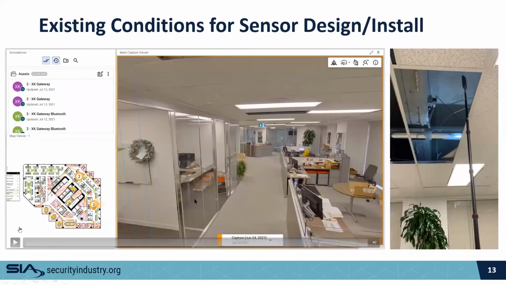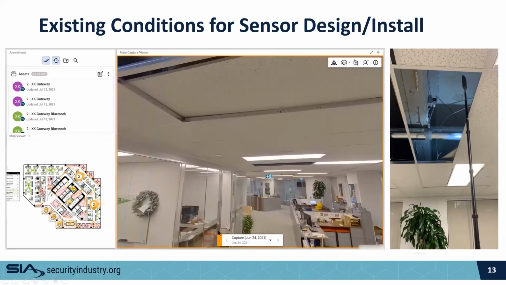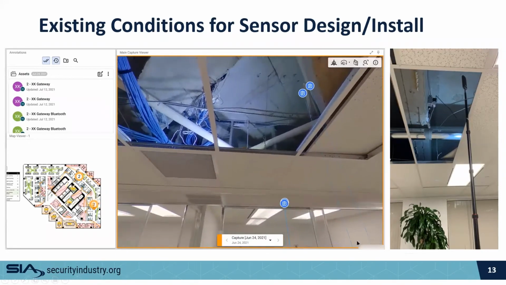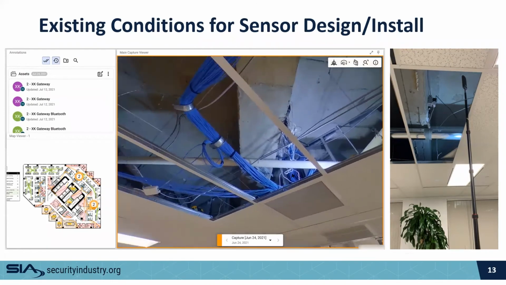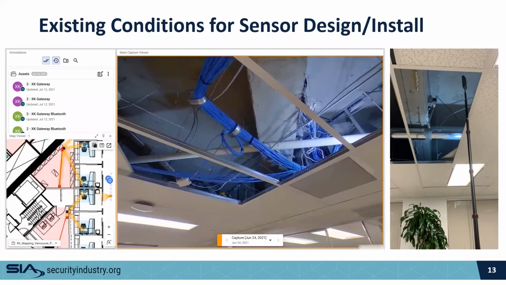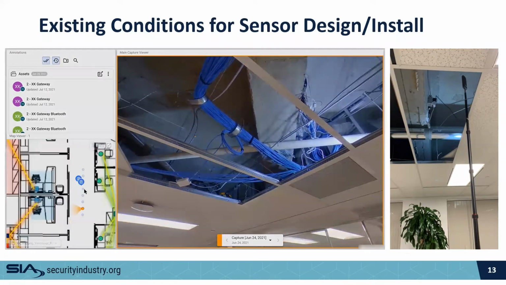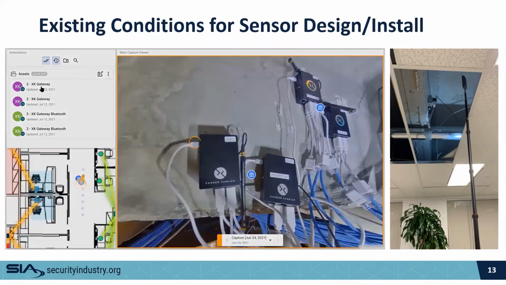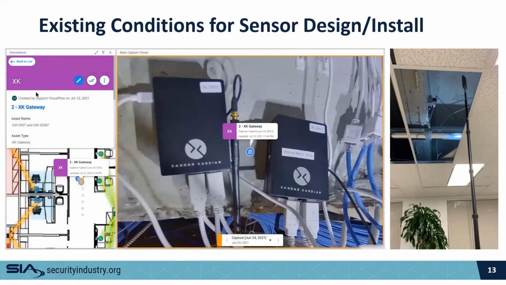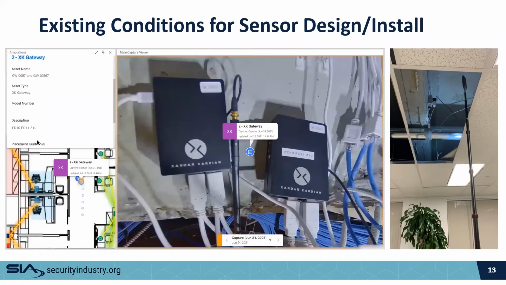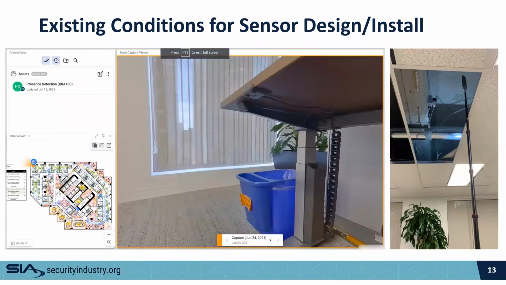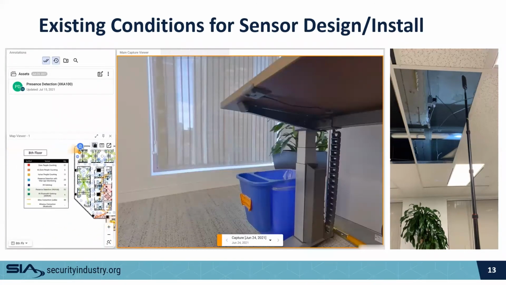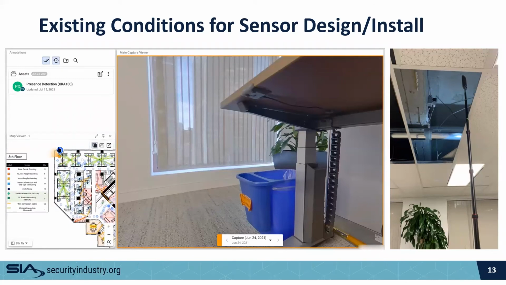Another use case example is a radio frequency sensor company that needs to design a layout of hundreds of sensors in the building for presence detection, occupancy management, and also vital monitoring. They need to understand where to place these, and where to place the PoE or the gateways, because it's radio frequency. What aspects of the environment are going to make this design fail or make it successful?